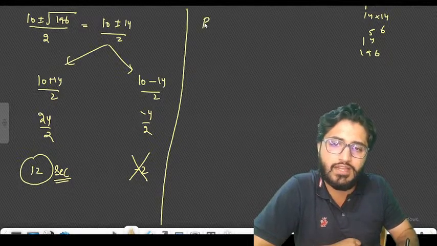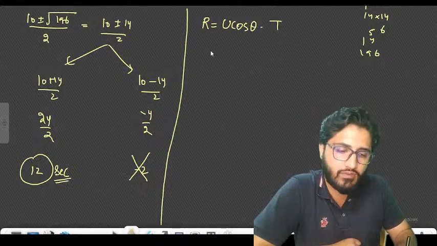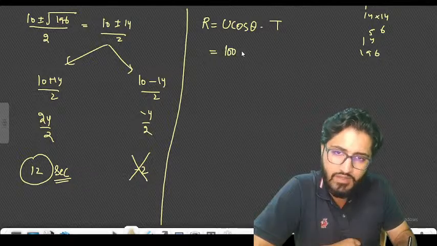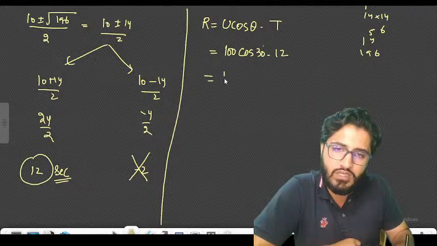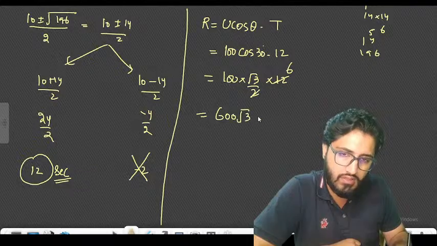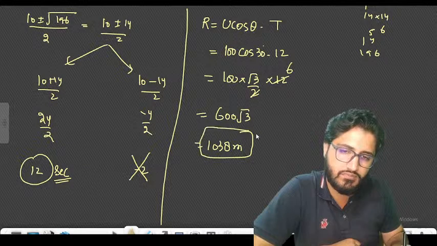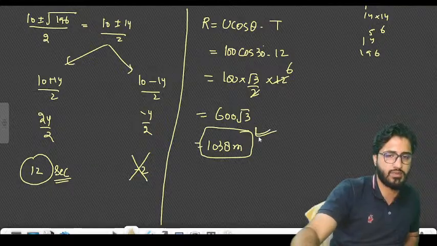If you need to find the range, you can find range also. It is u cos theta multiplied with t. What is u cos theta? U was 100. Then we are having cos 30 degree. T is 12. This is 100 root 3 by 2 into 12. 2 sixes are 12. So my answer is 600 root 3. That is 1038 meters. This is my answer.